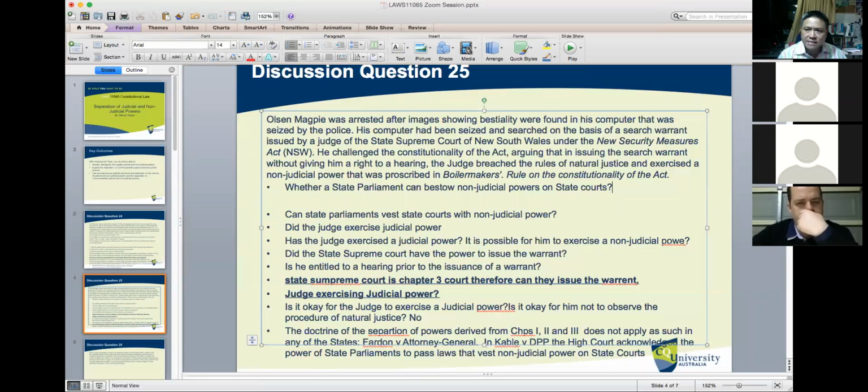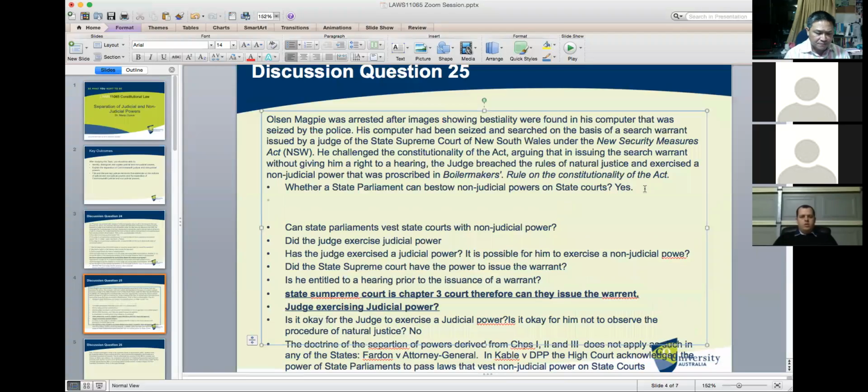So at the level of states, there is no separation of powers. For that reason, it is perfectly permissible for state parliaments to bestow non-judicial powers on state courts. So as you can see, there are different legal principles that would apply in answer to question 25. When we looked at discussion 24, our reasoning was based on the Boilermaker's case. Here, it's a different set of rules altogether. Okay? Now, so what is the corollary question to that? So we say that the answer is yes. What is the corollary legal issue there?